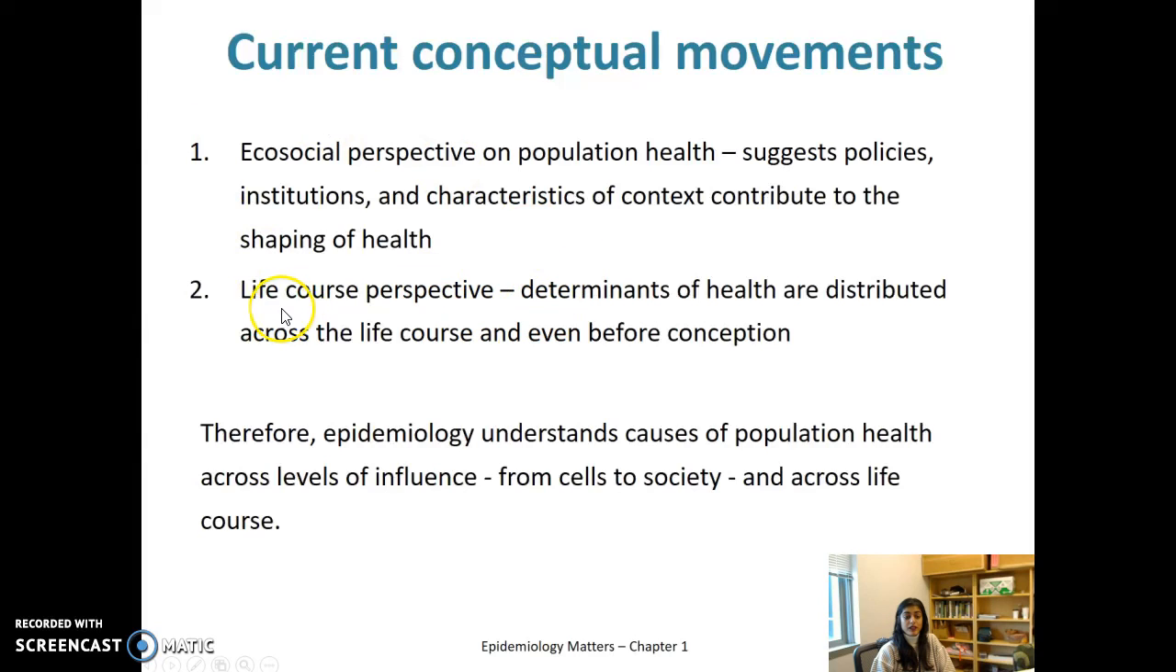Also, the life course perspective, which we touched on briefly in fall, which includes determinants of health that are distributed across the life course and before conception. So we saw that in the Amuna and Zotor article, where exposures during gestation of babies, of fetus, resulted in chronic disease later. So therefore, epidemiology understands causes of population health across levels, from cells to society, and across the life course.